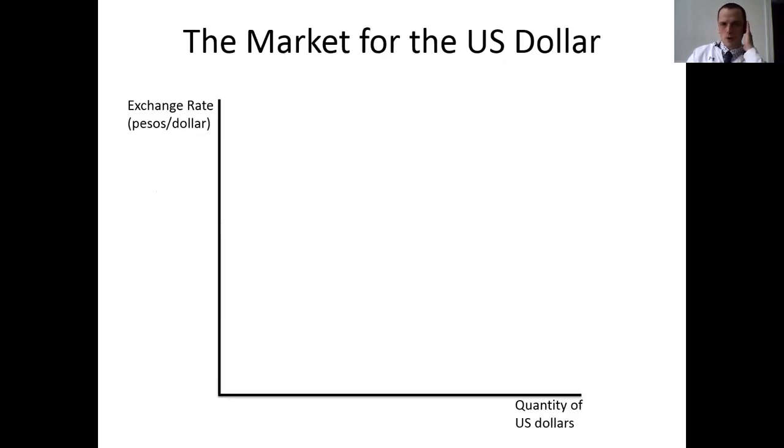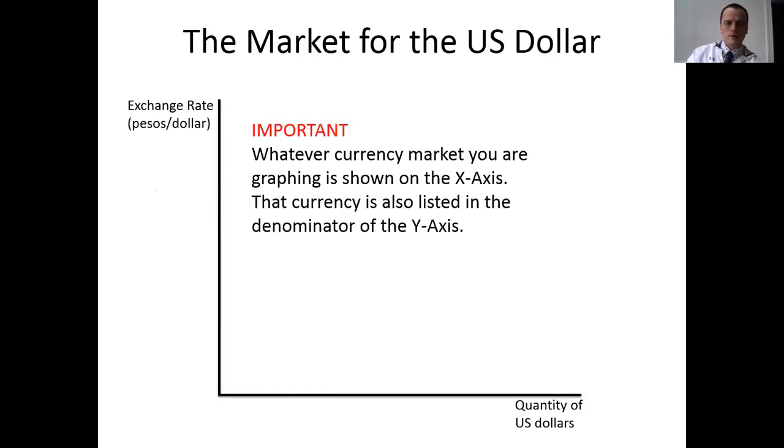This is what the market looks like. The market, or the graph, that we're going to need to know. It's a very important graph. It's the very last macroeconomics graph that you're going to need to be aware of in your high school career. Whatever currency market you are graphing is shown on the x-axis. So down here, because dollars is on the x-axis, and we should capitalize dollars, we know that we are calculating the market for dollars.